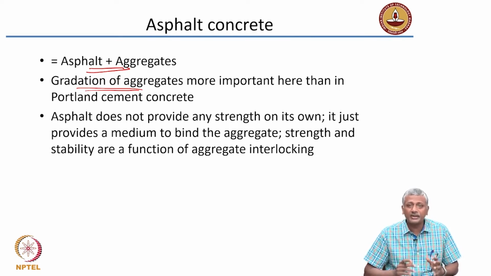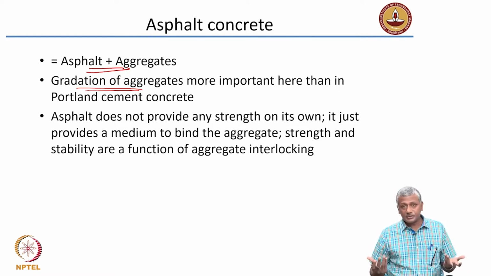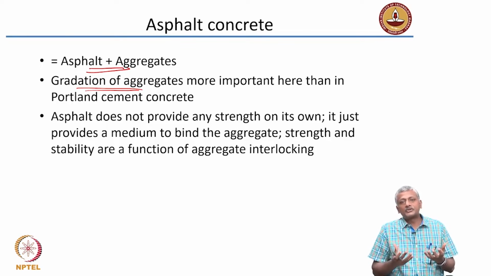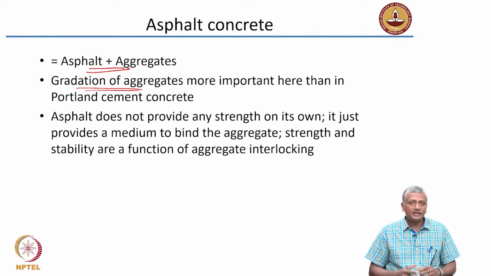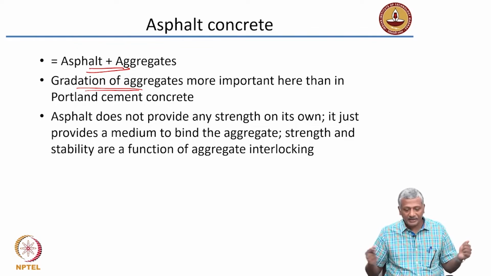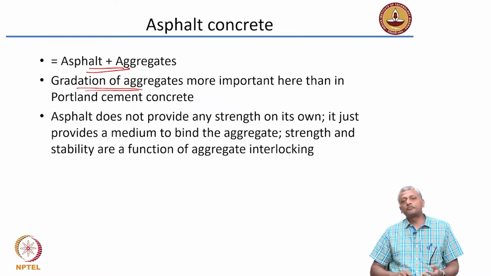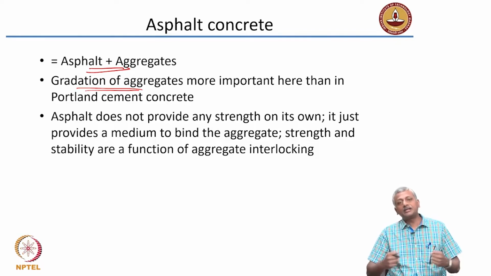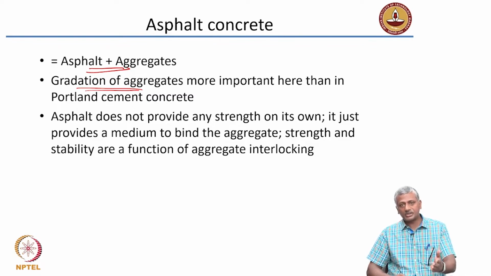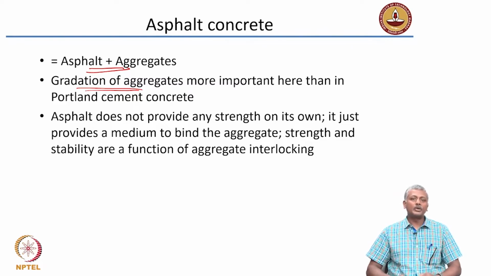So the asphalt is not there to provide strength on its own. It does provide some strength because it becomes solid and very highly viscous at normal operating temperatures. Nevertheless, its main function is to simply ensure that the aggregates are bound together nicely. Okay? And the strength and stability are more of a function of how well the aggregates are interlocked together. That is why I said gradation of aggregates is a lot more important when you consider pavements as compared to when you consider buildings which are made with cement concrete.